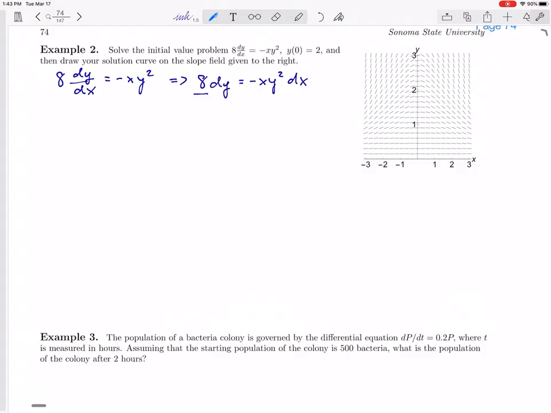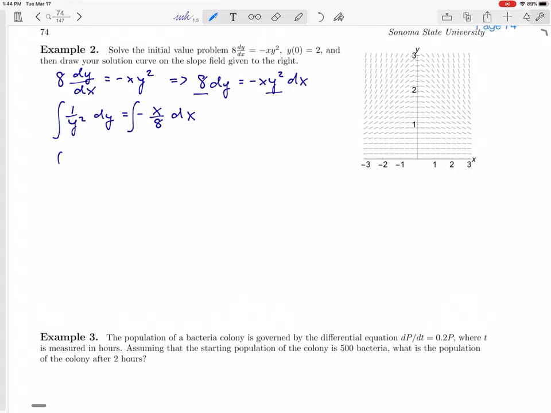Now I'm going to do two things. I'm going to divide both sides by 8 and by y squared, and when I do that, I have 1 over y squared dy is equal to minus x over 8 dx. And now we integrate both sides.